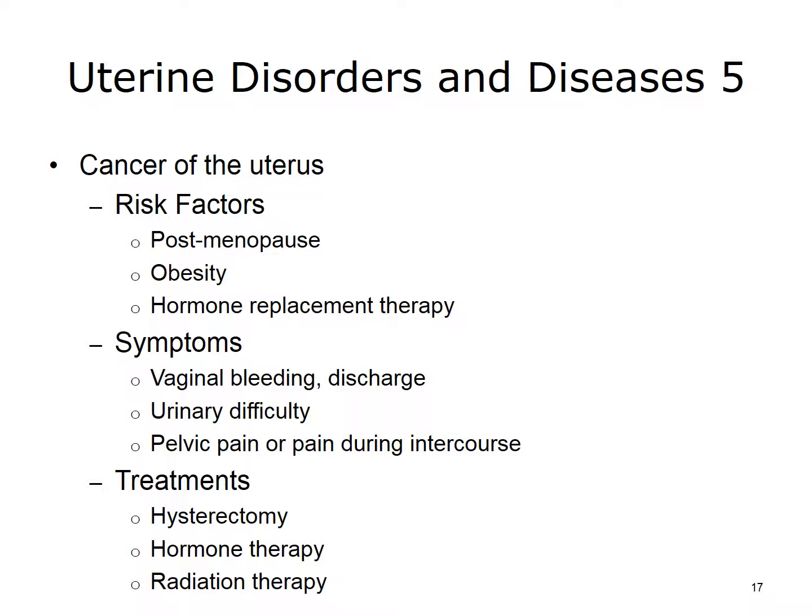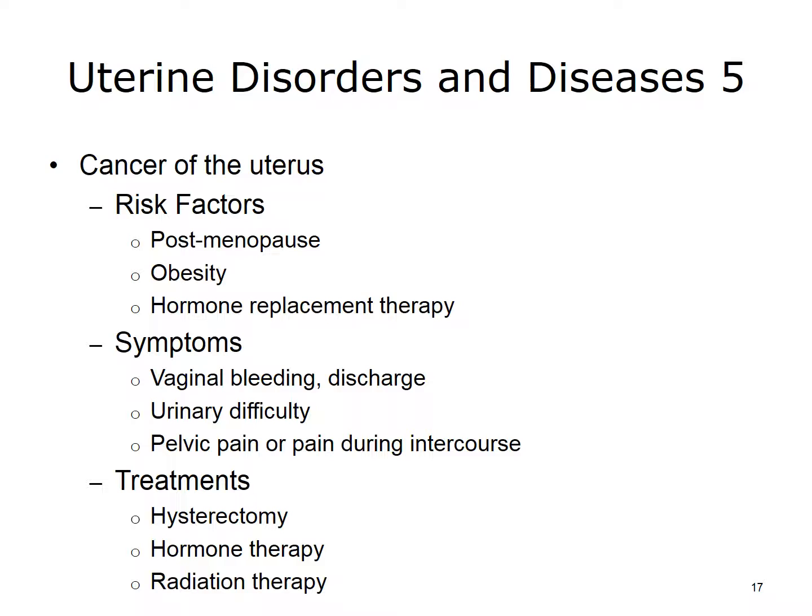Cancer also occurs in the uterus. There are different types of uterine cancer. The most common type begins in the lining of the uterus, called the endometrium, and is called endometrial cancer. This type of cancer usually occurs after menopause. Other factors that may increase the risk are obesity and taking hormone replacement therapy.